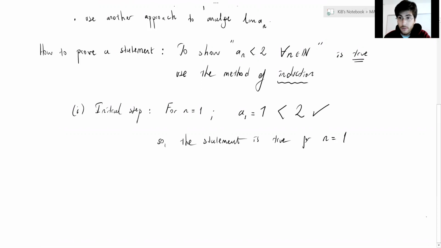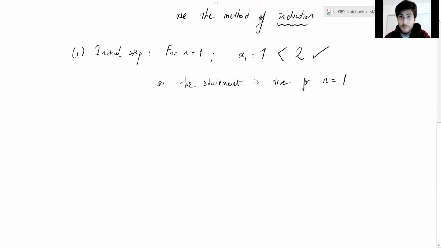Okay, fine. So the question is, what about other steps? You may check n equals 2, n equals 3, n equals 4, but where to stop? You need to prove that this is true for all n, and you have infinitely many n. So you cannot check infinitely many of them, and checking a couple of them doesn't prove anything.